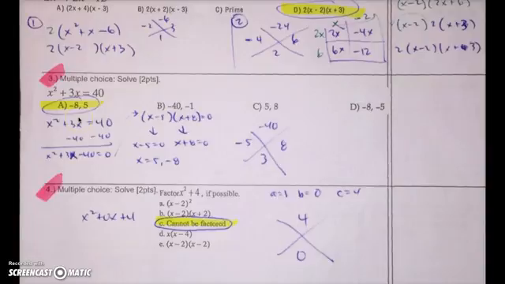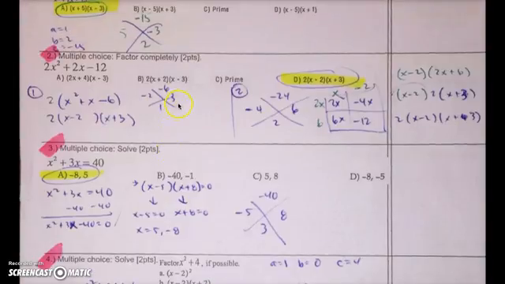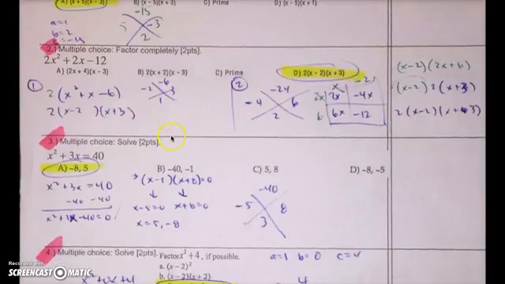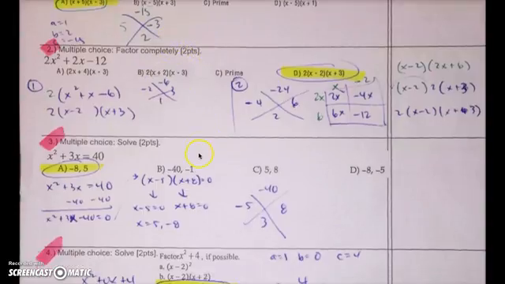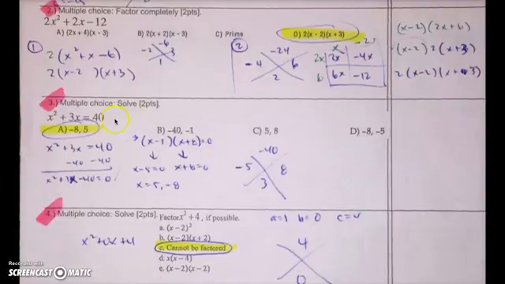Question number 3. Multiple choice. This one says solve. So the difference between questions 1 and 2 and 3 is that for questions 1 and 2, you just have to use your x or your x in your box method. If you don't understand, just keep doing both. But in this problem, you're just going to take it one step further and do the zero product rule.